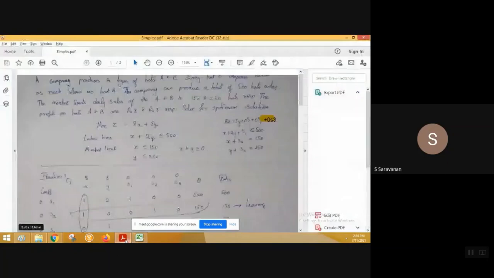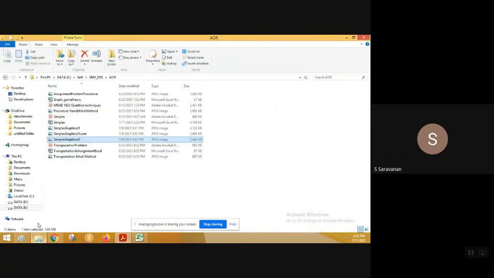One more problem we can discuss. This is the problem that we solved last session by iteration. The same thing I have solved with graphical. Okay, so this is fine. Then one more problem we can discuss.